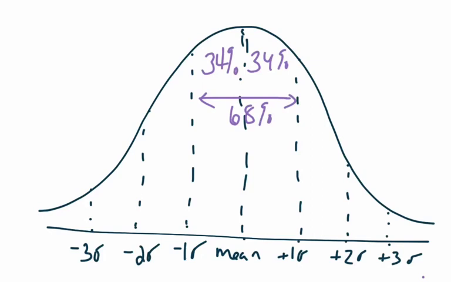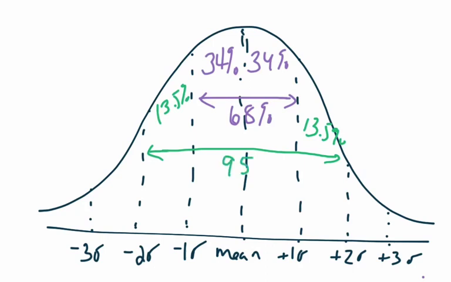Now, I give you the 13.5 and the 13.5, so I break it down into the individual bands. What they do is they draw a single line going across like this, and they add up all of those percentages together. So they do the 13.5 plus 34 plus 34 plus 13.5, and they get 95%. And you'll hear that number a lot. It's called the 95% confidence interval, that you're within 2 standard deviations of the average.